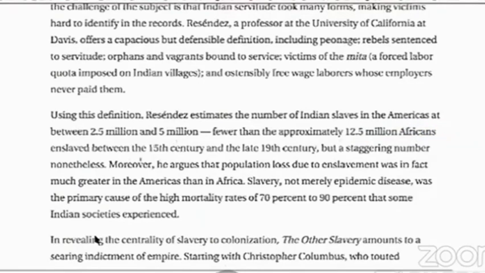But a staggering number nonetheless. Moreover, he argues, listen to this, that population loss due to enslavement was in fact much greater in the Americas than in Africa. Population loss due to enslavement was much larger in the Americas than in Africa. Much larger. All right? Population loss due to slavery.